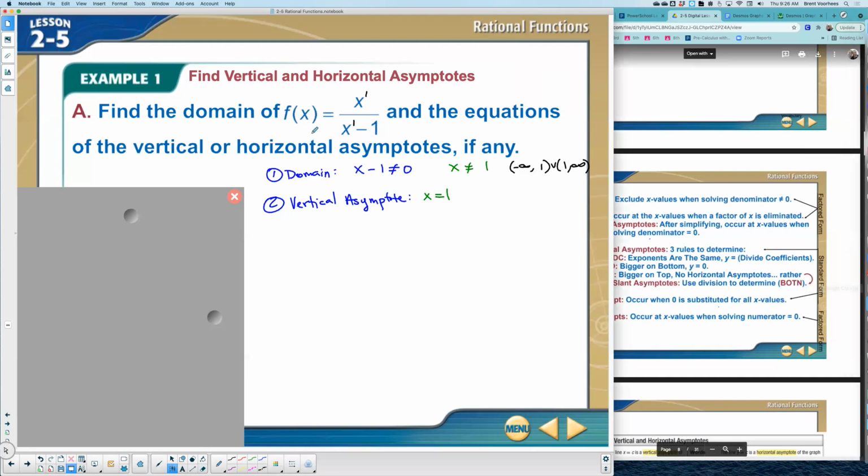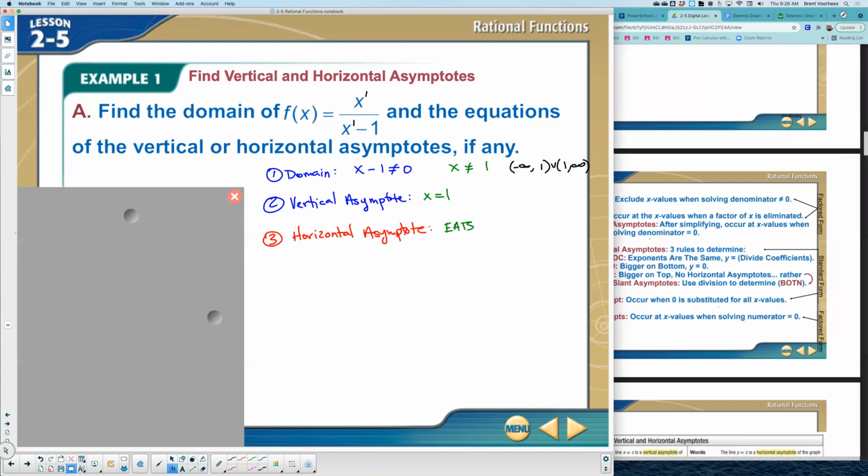So on step 3, since this is new math, I'm going to change colors here. I'll do it in red. Step 3, my horizontal asymptote. You figure out the rule, which in this case is EATS DC. Which means y equals, and you divide your coefficients. I have a coefficient of 1 here and a coefficient of 1 there. What's 1 divided by 1? Which is just equal to 1. I'm going to erase that and put 1. That is my horizontal asymptote.